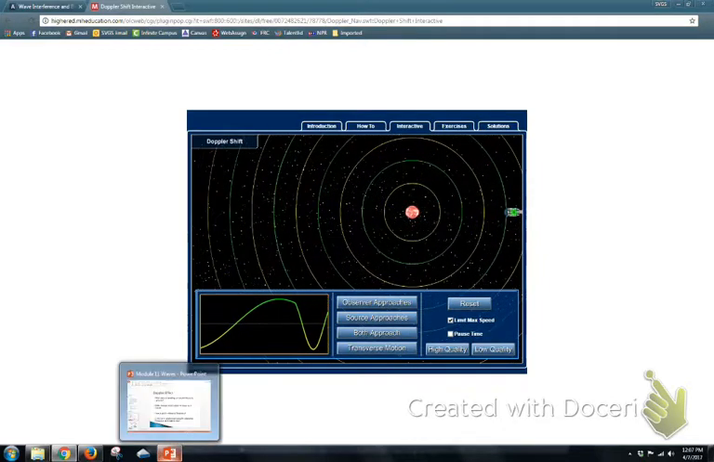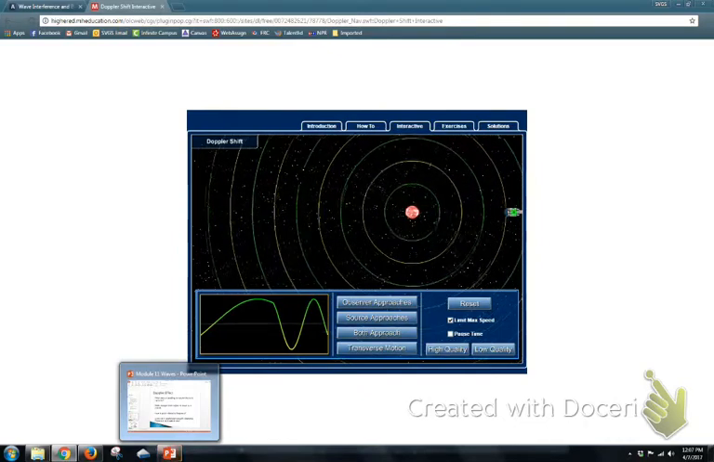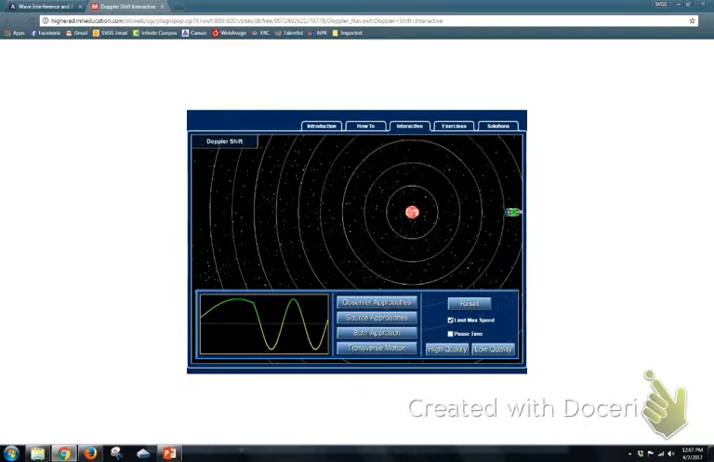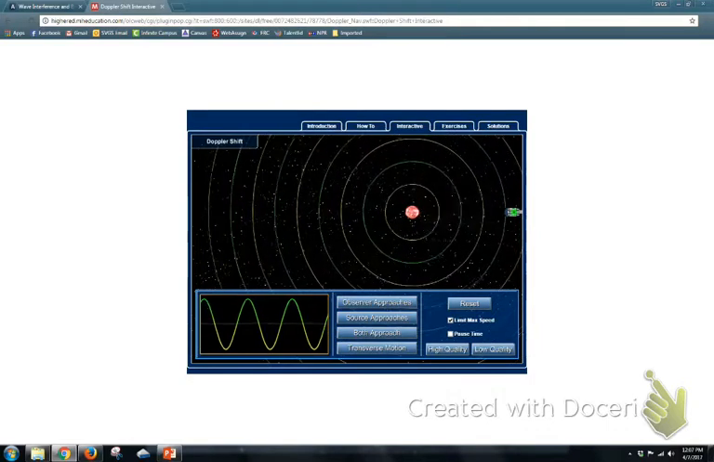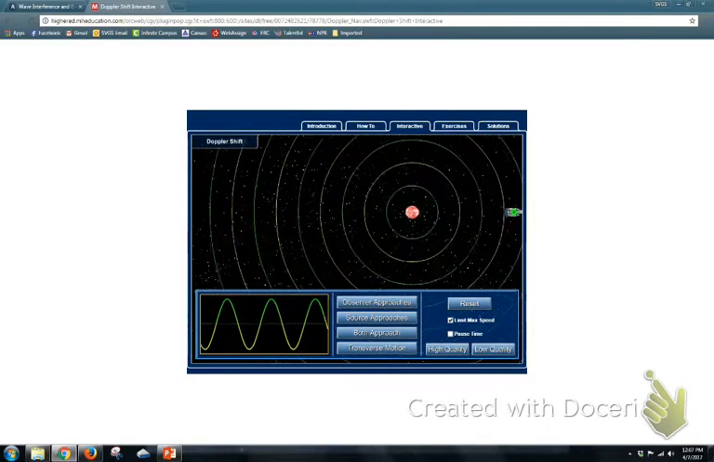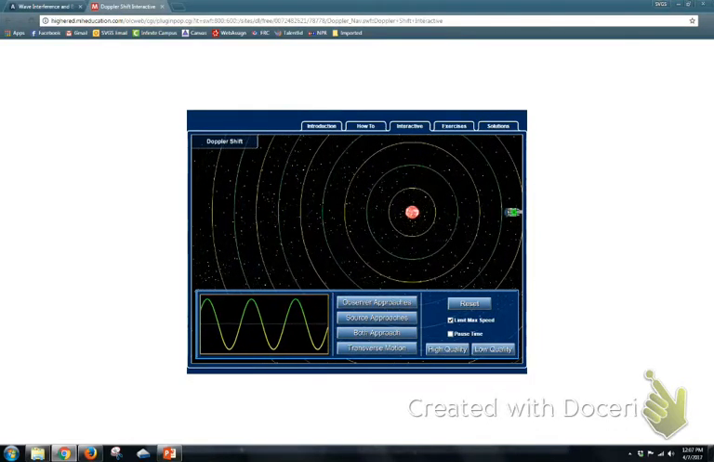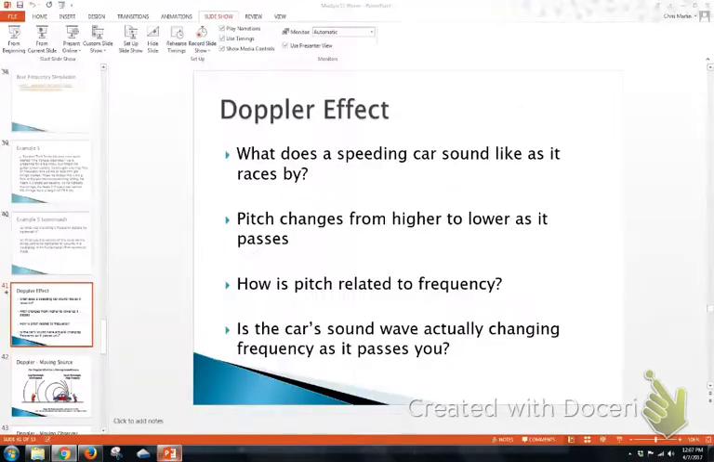So what ultimately matters to determine the frequency that's heard versus the frequency that's emitted is the source speed, the observer's speed, the wave's speed, because if the pulses are coming off faster or slower, that's going to make a difference too, and the frequency that's actually emitted.